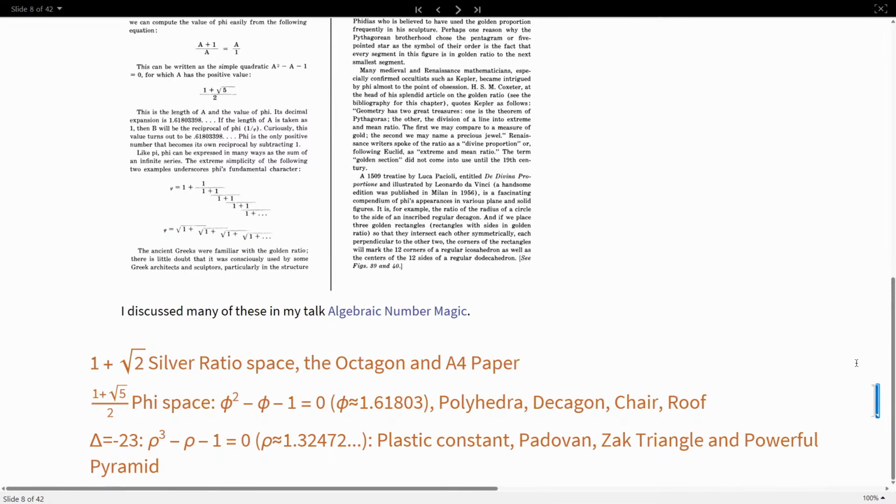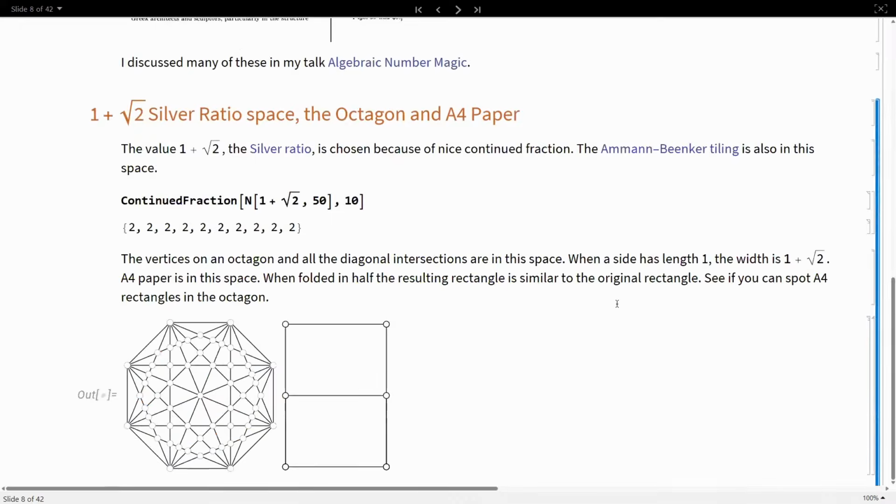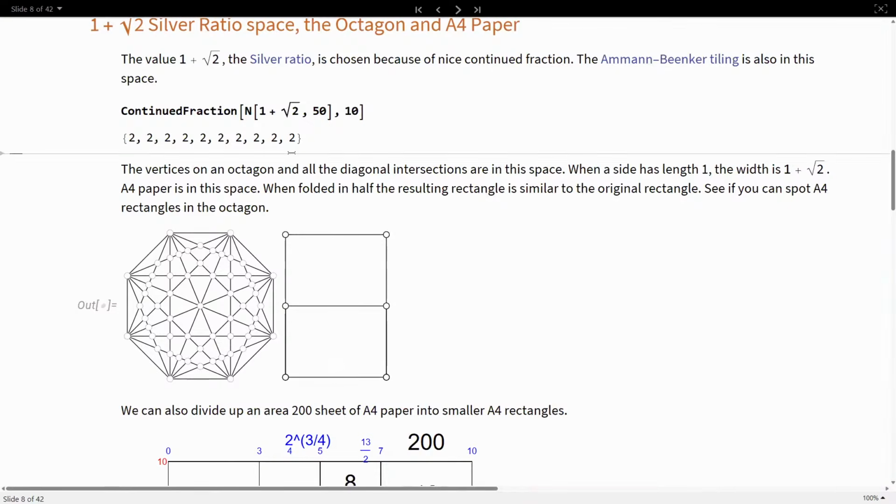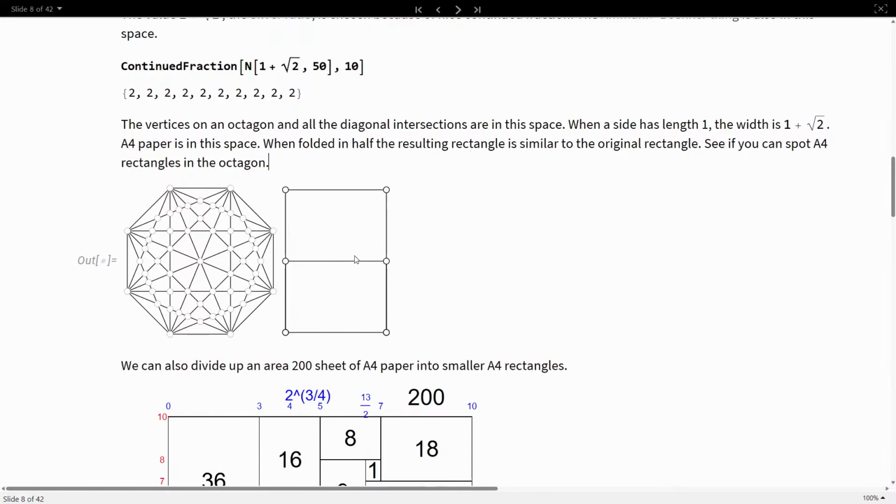And for the silver ratio, that is the domain of the octagon. If you look at these points here, these are all expressible in terms of the silver ratio, 1 plus the square root of 2. A4 paper, which is used in Britain and other places, has the property that if you fold it in half, you get a rectangle which is similar to the original sheet of paper. So A4 paper has that property.